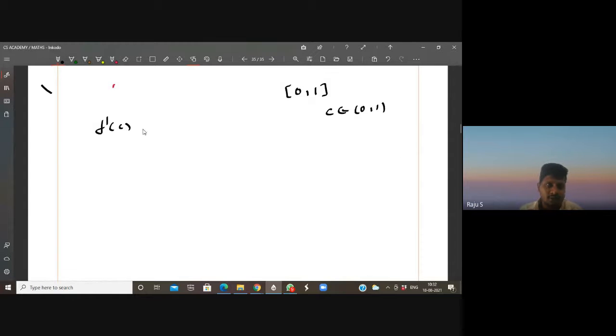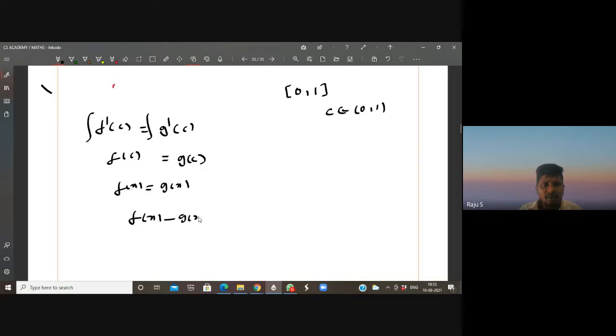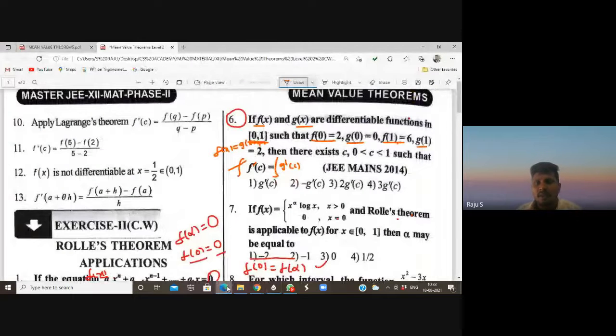Fine. So if I take f dash of c equal to g dash of c, then when I integrate, f of x is equal to g of x. So f of x minus g of x, the constant is not required here. This f of x minus g of x I consider as phi of x.